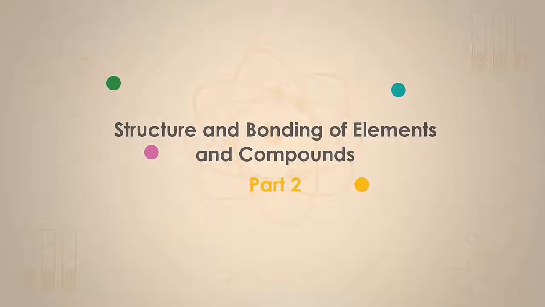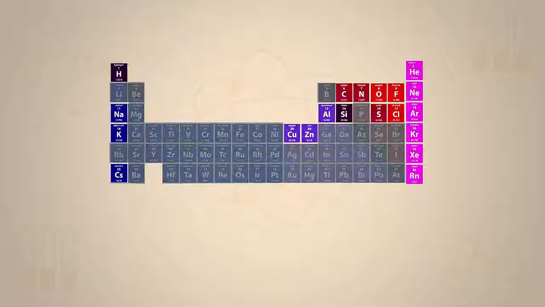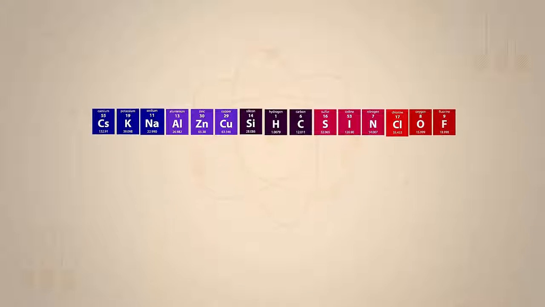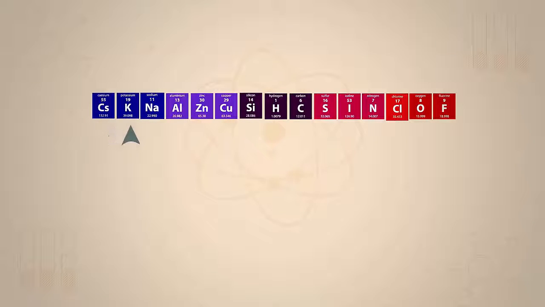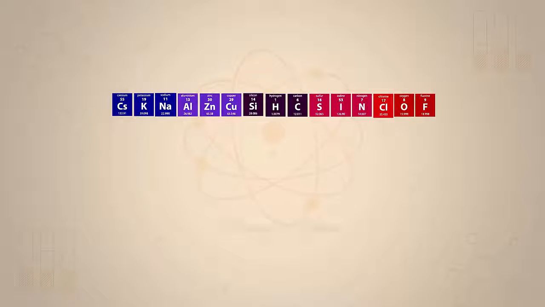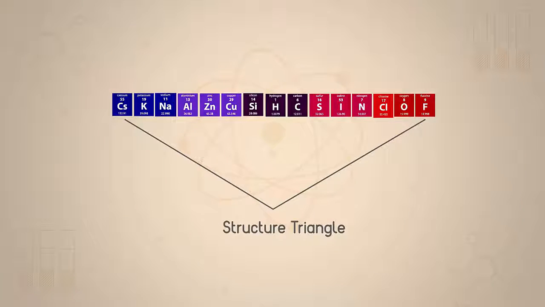Structure and Bonding of Elements and Compounds Part 2. In Part 1 of this video we developed a triangular space with the elements arranged along the top from the most reactive metal, cesium, to the left and the most reactive non-metal, fluorine, to the right. All possible compounds formed by the elements will now fall into the triangular space, the structure triangle.